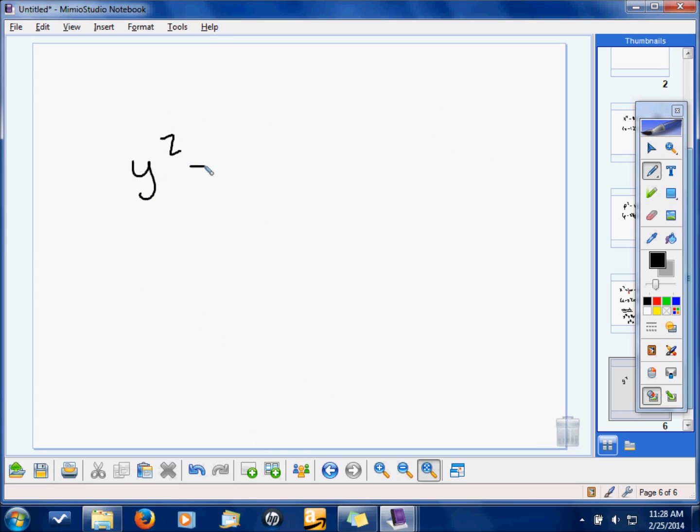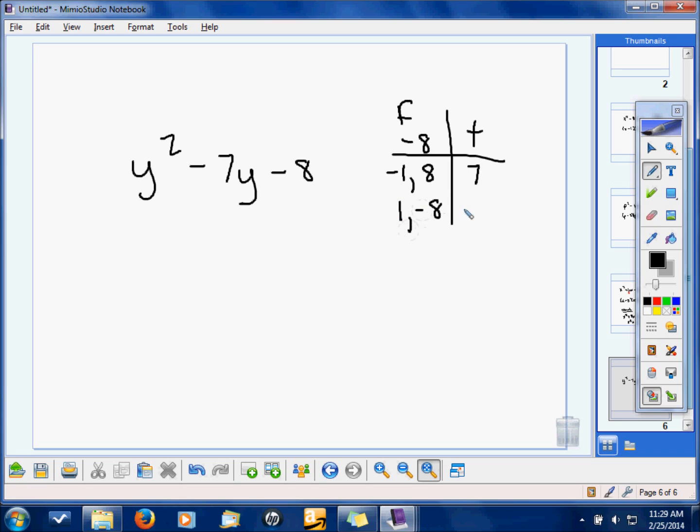Y squared minus 7y minus 8. So we're going to be finding the factors of what? Negative 8. In this case, you're going to have to find the sum where you get negative 7. For example, if I tried negative 1 and 8, I'm going to get a positive 7. But what if I did 1 and negative 8? I get a negative 7.